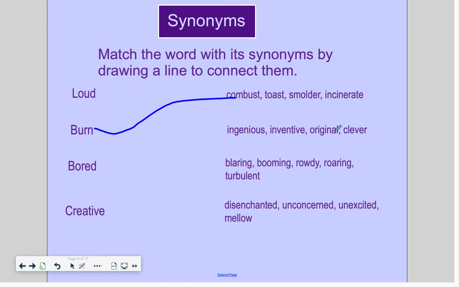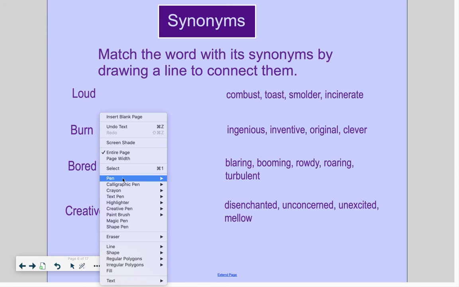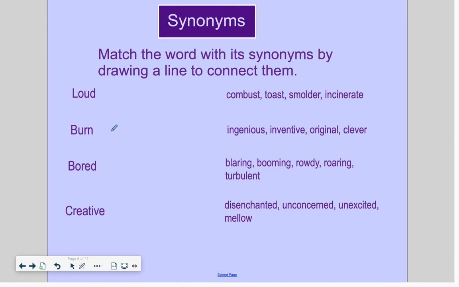Ingenious, inventive, original, and clever. Those don't sound like any of these really, but if I was going to connect them with any specific one, I would probably go with creative, because they sound like qualities related to creativity, certainly inventive.